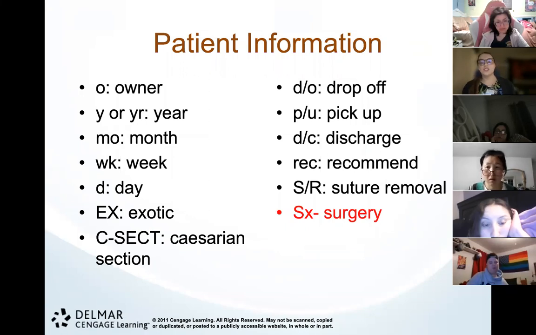REC would be a recommendation. SR is suture removal. So that's when we're removing the sutures from the incision that were placed by the veterinarian post-surgery. SX we know is surgery.